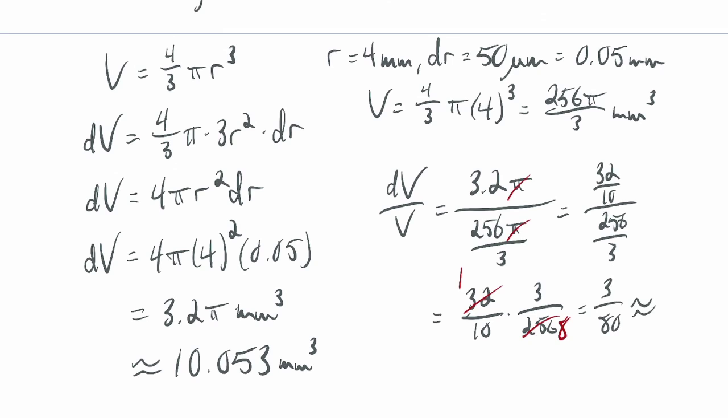As a decimal, how much is that? 3 out of 80. So 0.0375. Now that's the relative error expressed as a decimal. I kind of want a percent for that. What percent error is that? So move the decimal place over 2 places. 3.75%. And is that a lot?